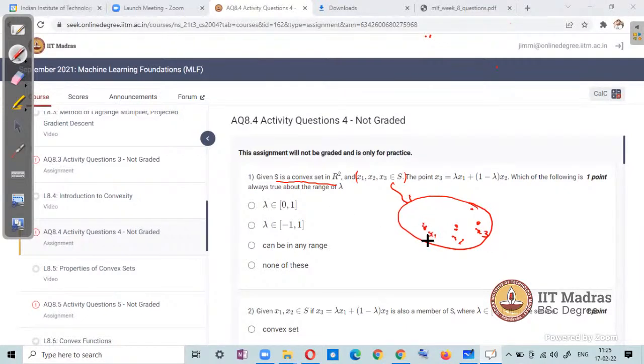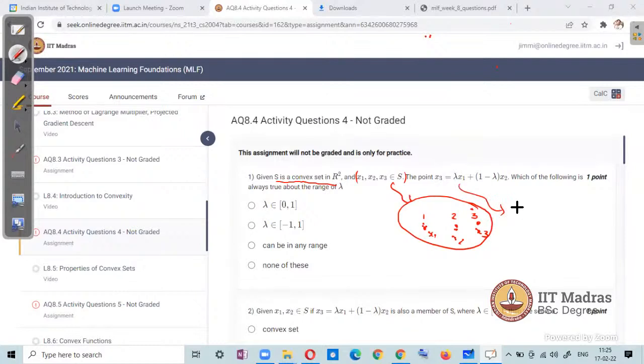So let's say x1 is around 1 unit, x2 is around 2 units, and x3 is around 3 units. So here we are able to satisfy this condition: x1, x2, x3 all belong to S. Now we'll see the value of x3. Just use this equation.